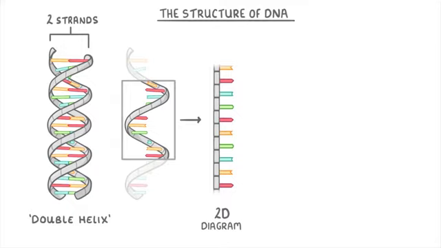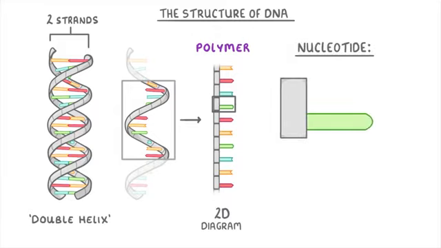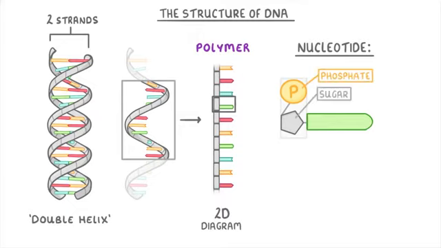Now hopefully you can see that DNA is actually a polymer, because it's made up of lots of these tiny little units called monomers. With DNA, we call each monomer a nucleotide. And if we look at the nucleotide in more detail, we can see each one is actually made up of three different parts. At the top, we've got a phosphate, which is connected to a sugar, and then on the side, we have a base.